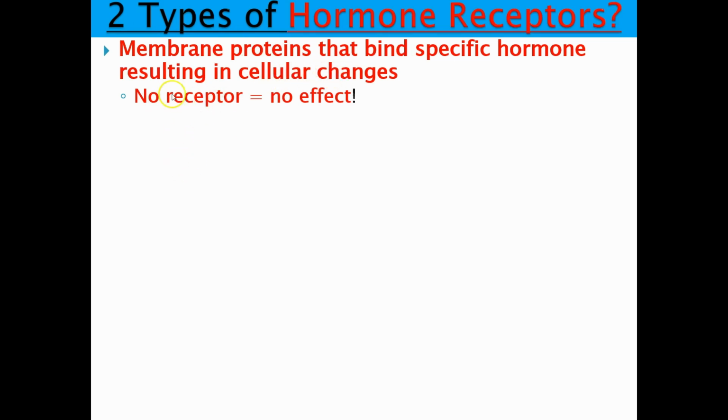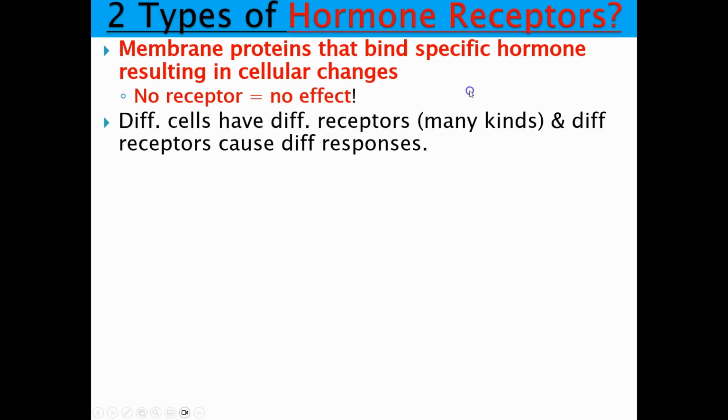If there isn't a receptor for that hormone, there's no effect. This is why different hormones reach different areas, because those organs and their targets have to have these receptors. And so different cells have different receptors, and cells in general have lots and lots of receptors.